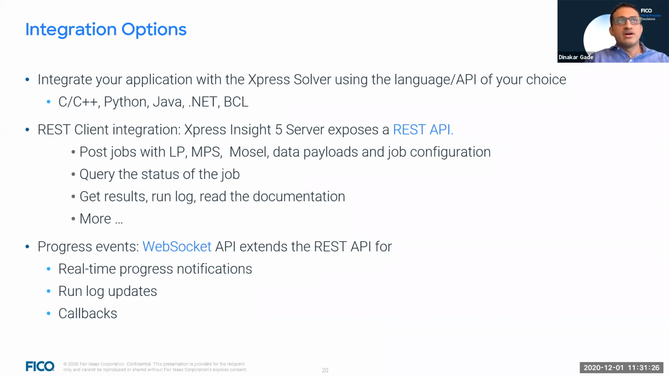After you submit, you can then query the status of the job. You can ask Insight Server how far along the job is. So whether it's executing, whether it's completed, or if due to unforeseen circumstances the job might fail, you can ask Insight Server, and Insight Server will tell you what the status is. If the job completes successfully, you can get the results, you can get the run log, you can read the documentation, and there are more functions that are available through the REST API.